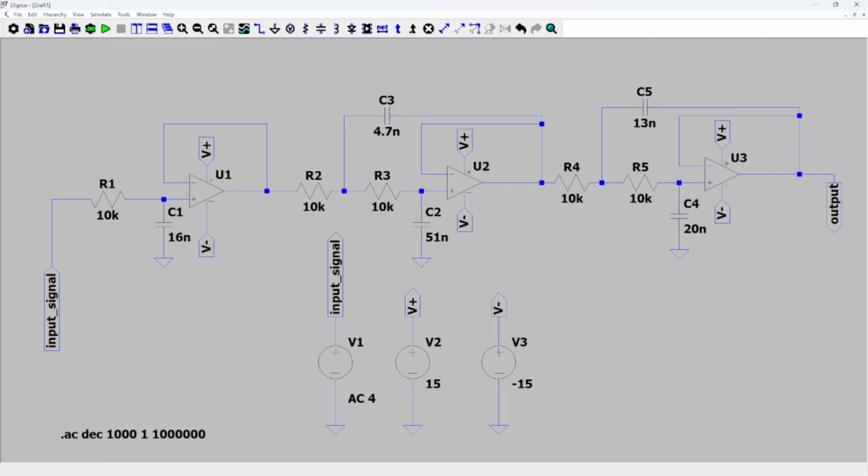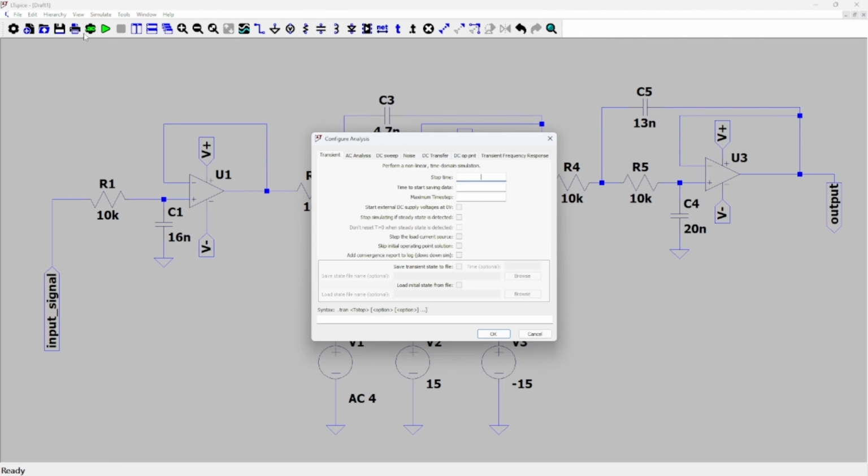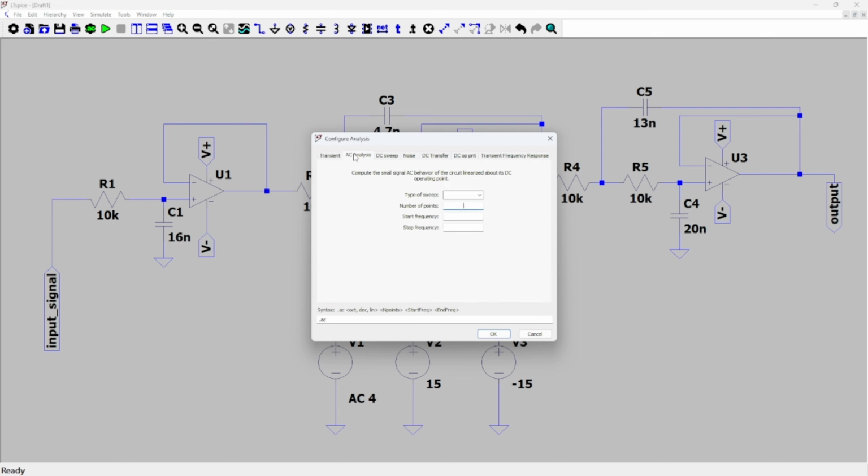And to do the simulation now, let me do away with this. Because you are doing the AC analysis, you want to vary the value of frequency and observe the changes of the magnitude and phase with change in frequency. So to do that, you come here, you want to configure, then you come to AC analysis.